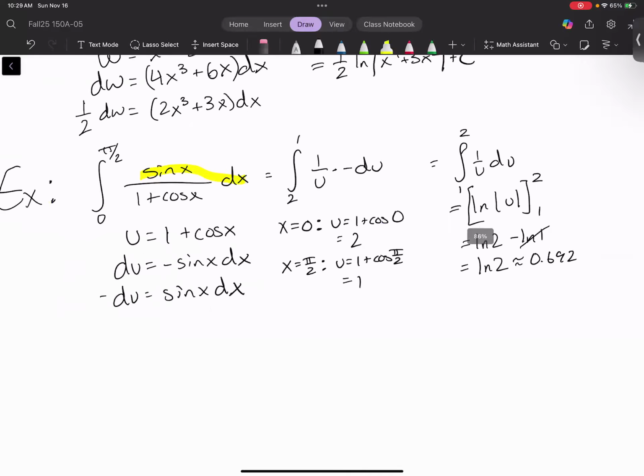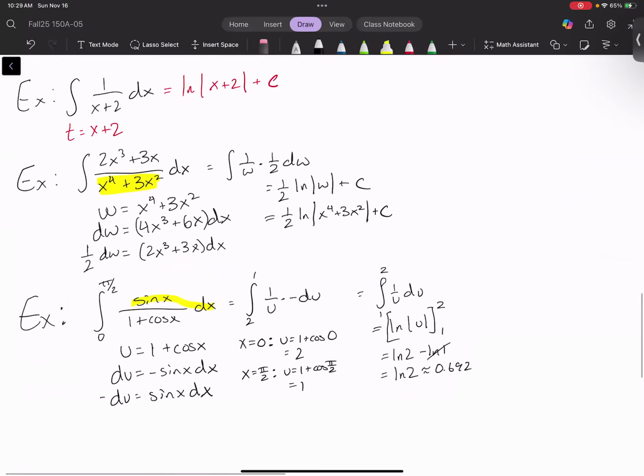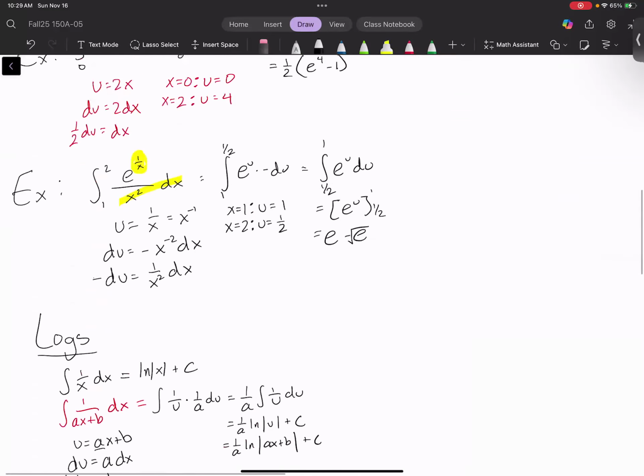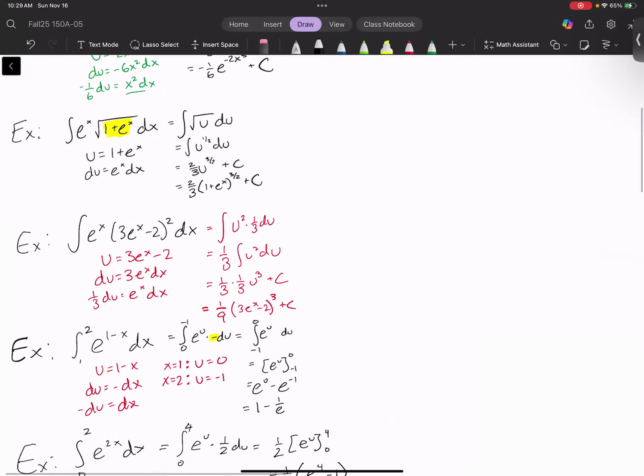Okay. Yeah, so this is just more use of substitution, but it's involving exponential functions and logarithms.